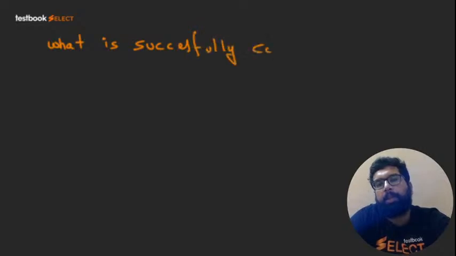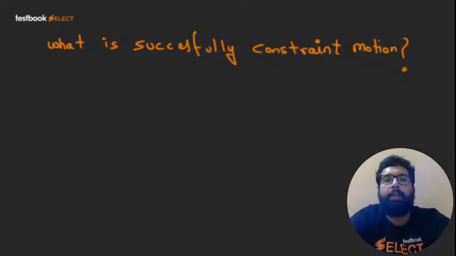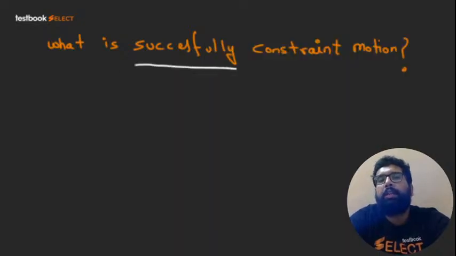Now, the next question of mine to you is, what is successfully constrained motion? Please answer me. Now we understood the completely constrained motion. So what is successfully constrained motion? Can you answer me that, beta? So now the keyword is successfully.